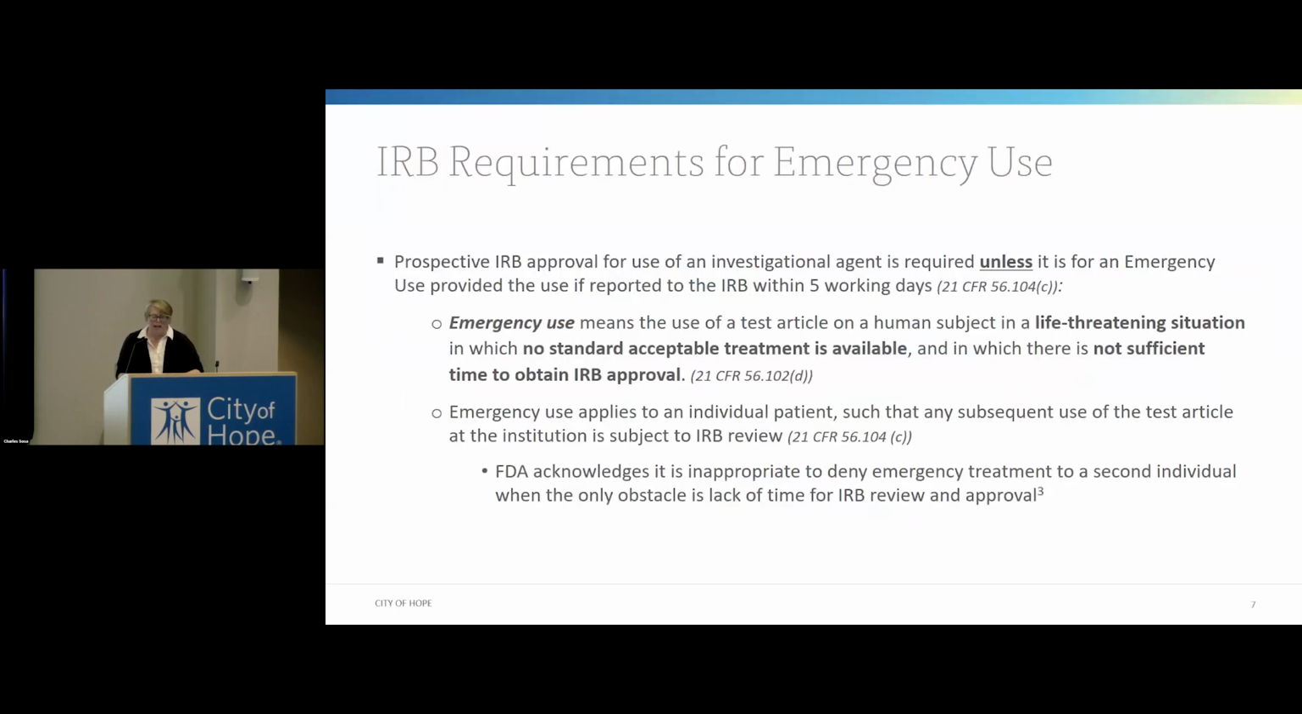Okay, so a couple of additional notes on emergency use. So the general rule is get IRB approval unless we really need to get the product to the patient sooner than the IRB is able to convene. And so if you don't get IRB approval first, because it's emergency, then you have to report within 5 days.